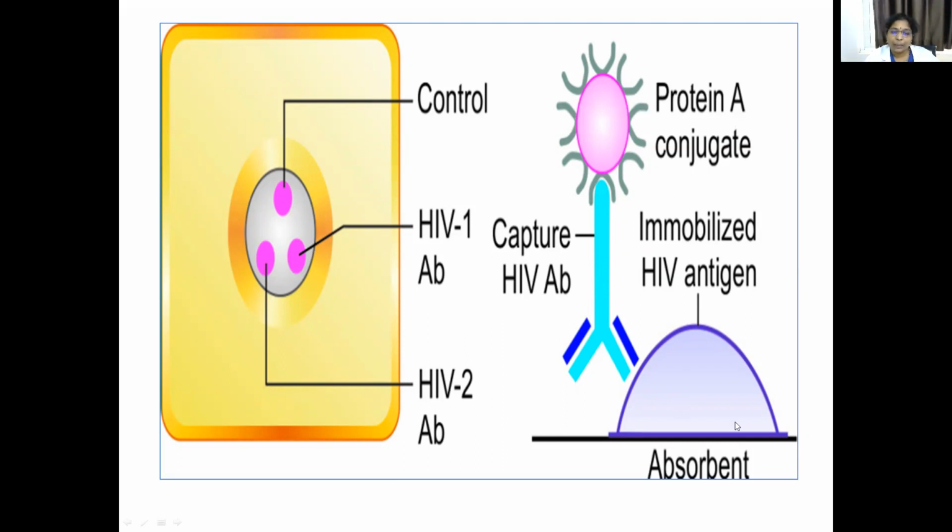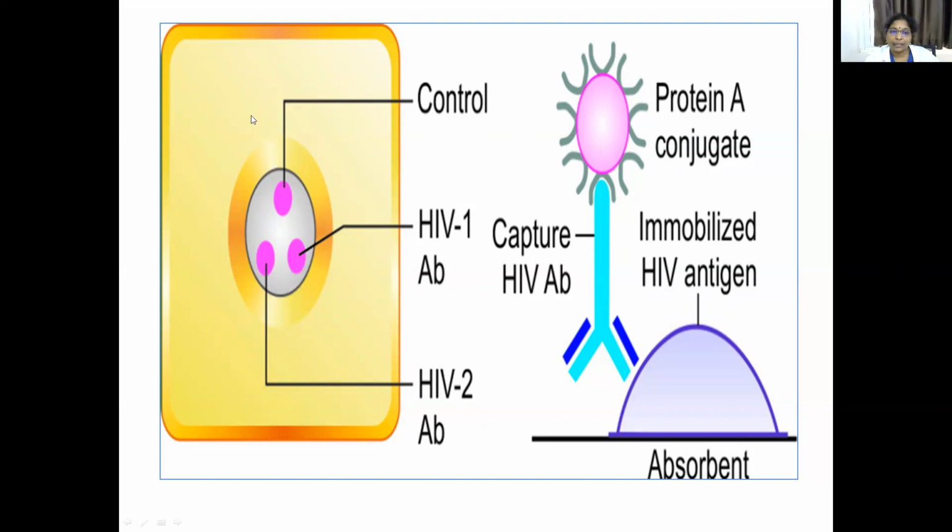And the absorbent pad, initially it will have immobilized HIV antigen. In the HIV-1 and HIV-2 regions, there will be immobilized HIV antigen initially. Prior to the test, the pad is with the immobilized HIV antigen. HIV-1 antigen and HIV-2 antigen are present, immobilized in the nitrocellulose membrane.